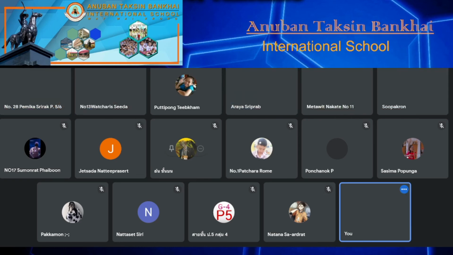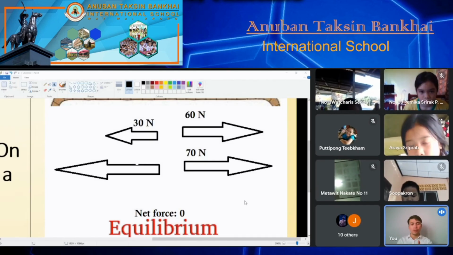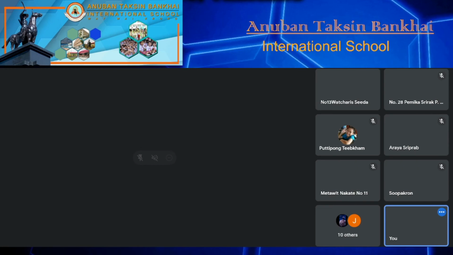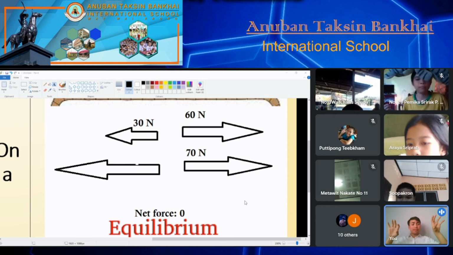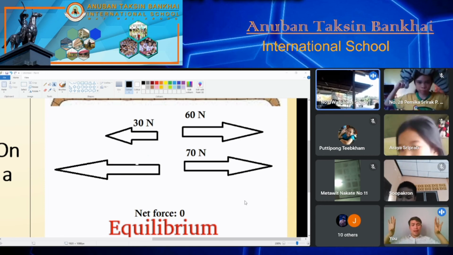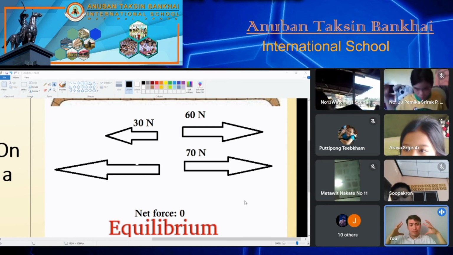How do you say equilibrium? What is the net force? Net force for equilibrium is how much? Listen to me first. Equilibrium means balance. Left is the same as the right. Same force. So that when you minus, it will become 0.